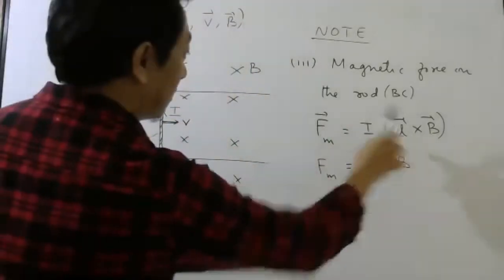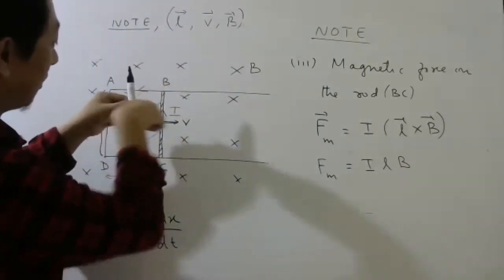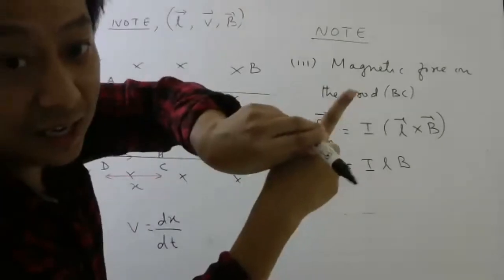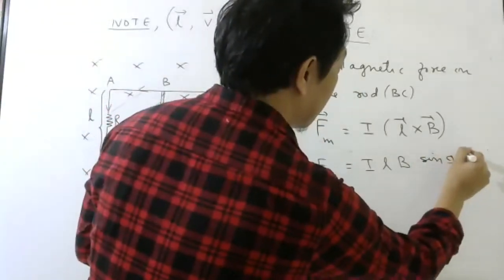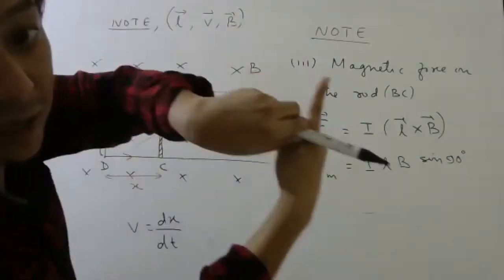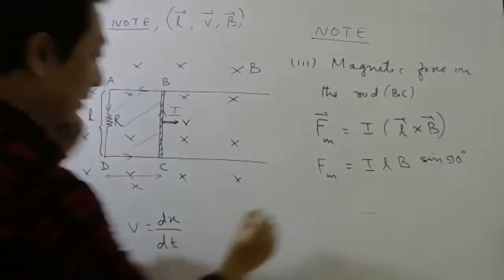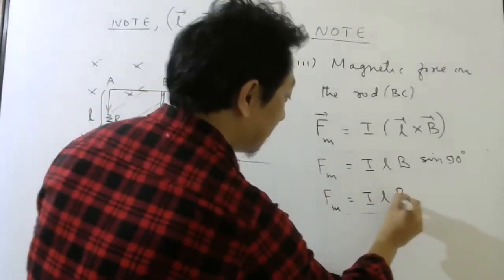Length vector is taken along the current. So length vector is here. Magnetic field is here. So angle is clearly 90 degree. So sine 90 degree. Right? Length vector of the rod is here. Magnetic field is here. Angle is 90 degree. So magnetic force will be ILB.